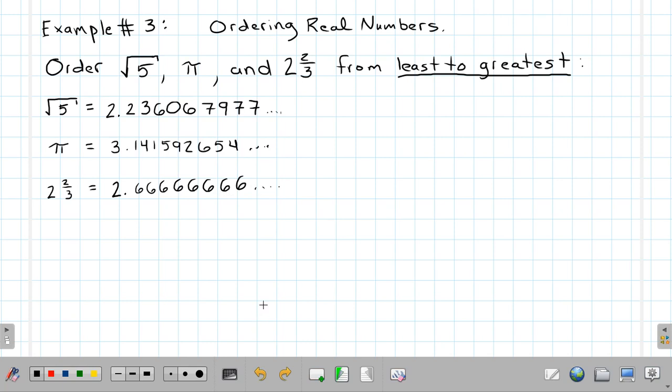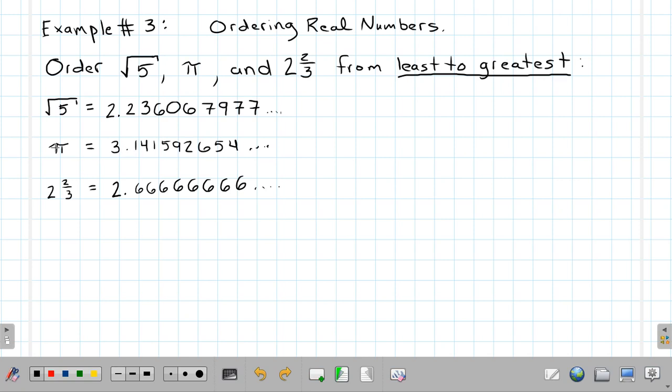So, well, how do we order these from least to greatest? Well, now that we have all these as decimals, we go through decimal place by decimal place and see which number's bigger and which number's smaller. So we want the smallest one first. Well, in this case, what is smaller, 2, 3, or 2? So it has to be either this number or this number. So it has to be the square root of 5 or 2 2/3. Well, since both of these are 2, we need to go to the next decimal place.